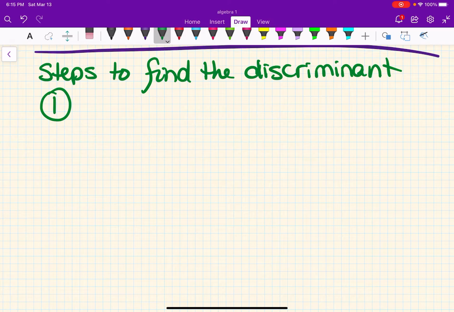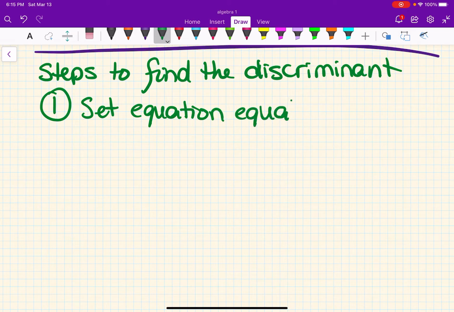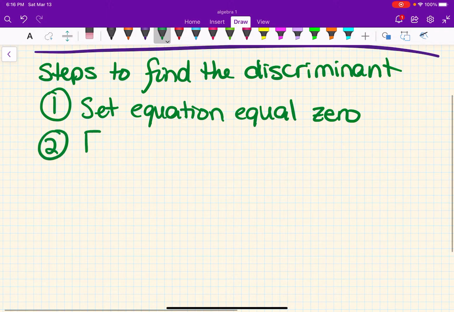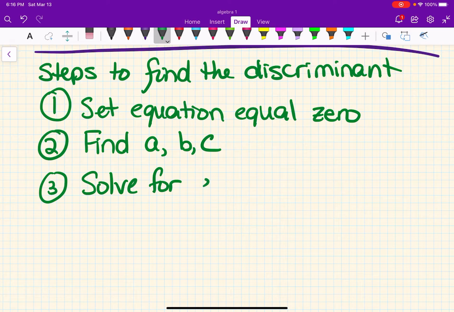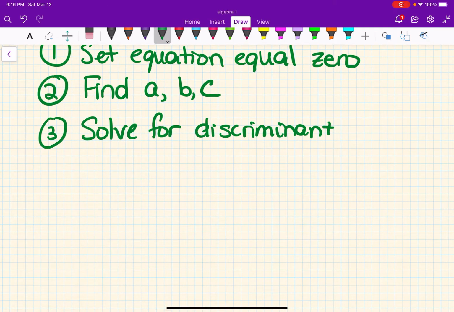The first step is to make sure to set your equation equal to 0. Just like before, we have to set it equal to 0. Second step, you know how to do, find A, B, and C. Now we're going to solve for the discriminant. Here is the formula. It is, and notice my parentheses, they're there for a reason, B squared minus 4AC.